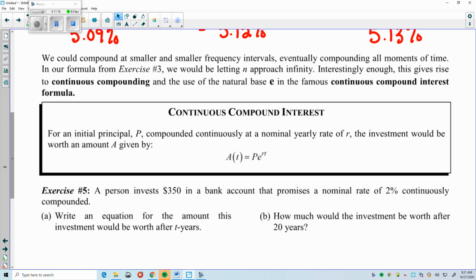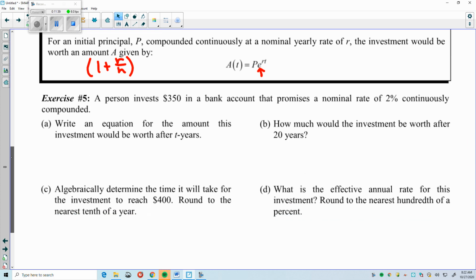Okay, so you're going to see this looks very similar, but notice what has been replaced. That e replaces our formula that we had, that 1 plus r over n. So that's what they're saying there. As n is approaching infinity, as n is getting bigger and bigger and bigger, this number actually looks like it's approaching that number e that we've learned about. Okay, so that gives us one more formula.